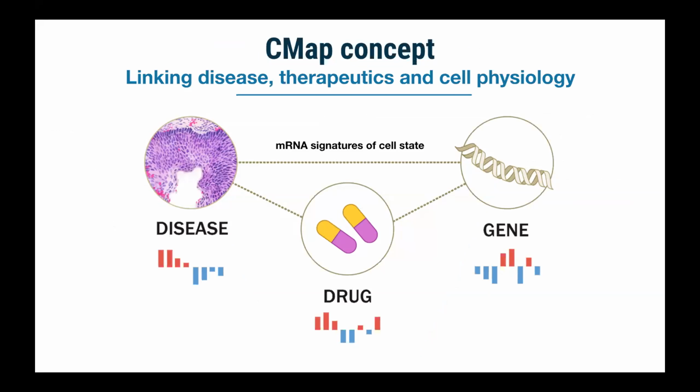The main idea behind the connectivity map is that we want to use mRNA-based signatures of cell state to link disease, drugs, and genes. What that means is that we use the mRNA expression state of a cell to capture information about what is happening in the cell, and then we can compare those fingerprints of gene expression to each other to find associations between drugs and genes or disease based on similarities or differences in their transcriptional state.